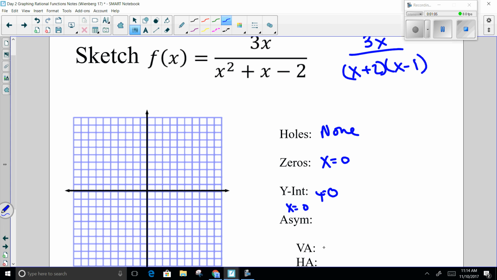We're going to look at the asymptotes. So we have vertical asymptotes. A vertical asymptote is where the denominator is 0. So we're going to have one at x equals negative 2, and we're going to have one at x equals 1. Then we're going to have horizontal or slant.